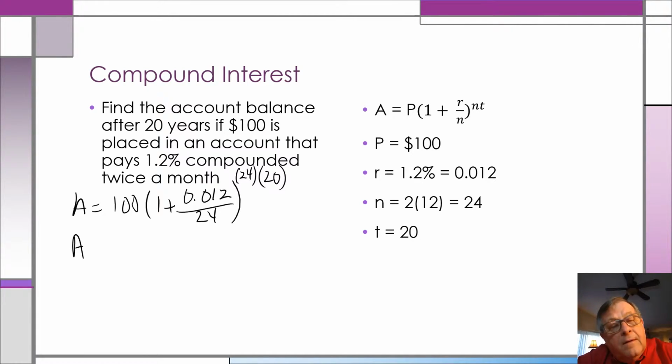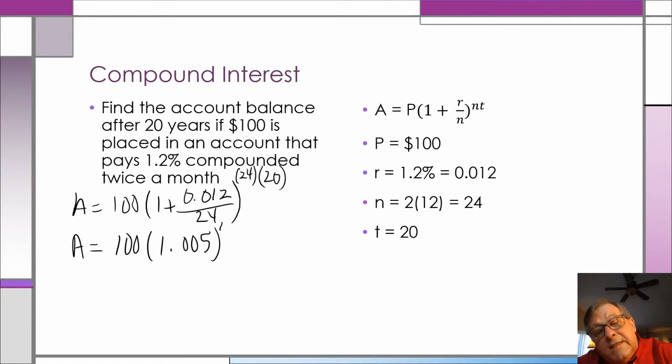Unfortunately, in this case, it is kind of a number that's not too bad, so I'm going to write it down. So we got 100 times 1.005, and then that's going to be raised to the power of 24 times 20. Well, 24 times 20 is 480. We're raising this to the 480th power.